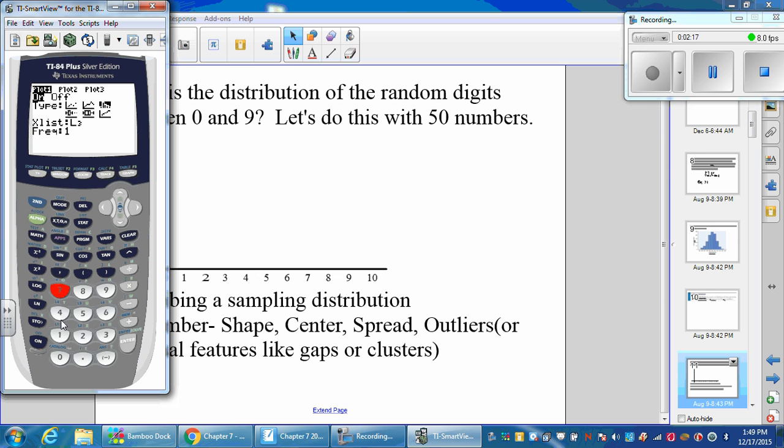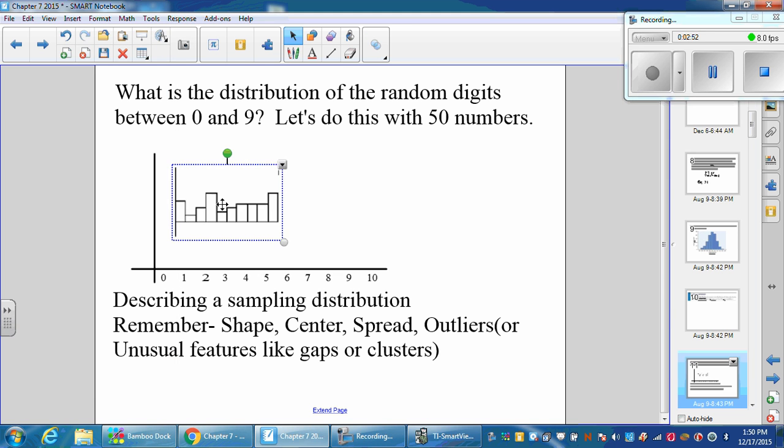If I go to L1, let's try that again. And I did Zoom 9. That would be a pretty reasonable graph. But there's not 10 things here, so what we need to do is look at the window and go from 0 to, let's go to 10, give us some wiggle room, and let's go up by 1 each time. Now when we have this graph, you can see what it looks like.